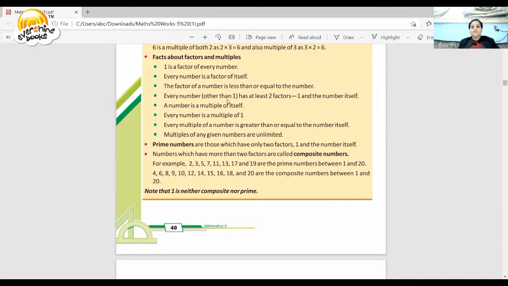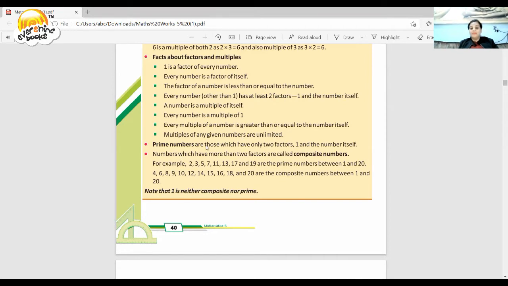Every number other than 1 has at least two factors, 1 and the number itself. A number is a multiple of itself. Every number is a multiple of 1. Every multiple of a number is greater than or equal to the number itself. Multiples of any given number are unlimited.